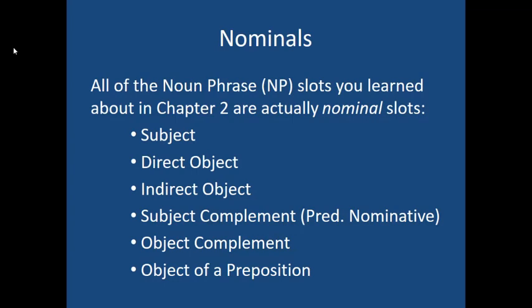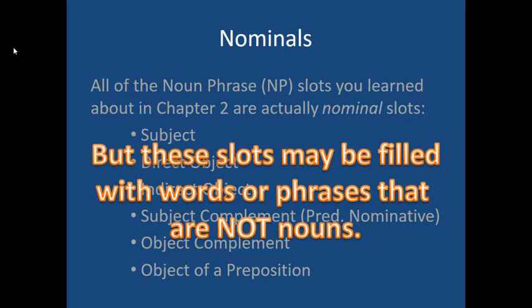So we talk about subjects, direct objects, indirect objects, the subject complement, which is like saying a predicate nominative, like a pattern 3 or a pattern 5, an object complement, like a pattern 10, or even the object of the preposition. Those are all places where we kept chucking in nouns. But you don't have to put a noun in those slots. They may be filled with words or even phrases that are not exactly nouns.